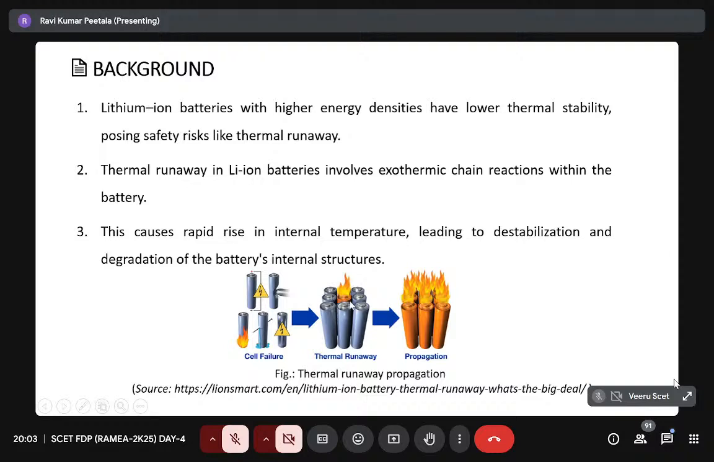Suppose the battery is overheated or has a defect. The temperature drastically increases because we are charging at a faster rate, and then we still keep giving power to that battery. What will happen? That power is converted to heat. The heat builds up, and at a certain temperature the chemical reaction takes place inside. Then thermal runaway propagates to the nearby cells like this.